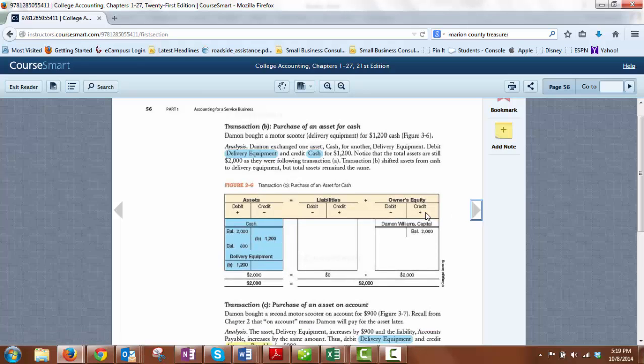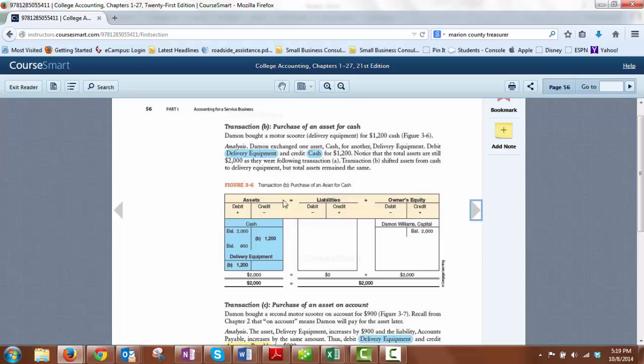Okay, let's look at the next transaction. Purchase an asset for cash. So Damon bought a motor scooter, which is delivery equipment, for $1,200 cash. So step back and think about what's going on here. He's bought something, equipment. It has a value to it, similar to your car. He just decided to buy a motor scooter, and it's for $1,200. So how did he pay for that?